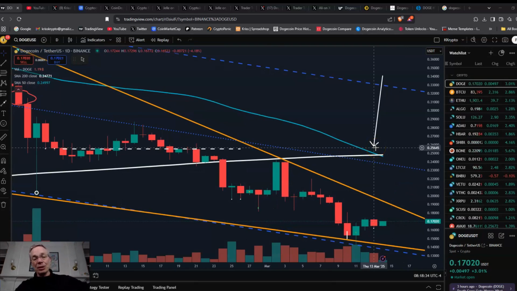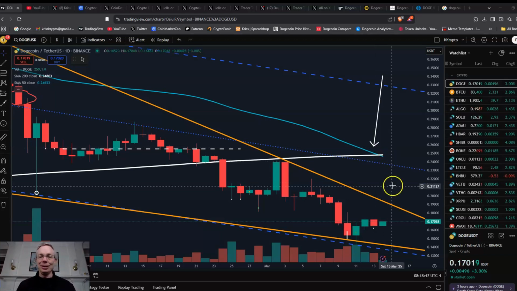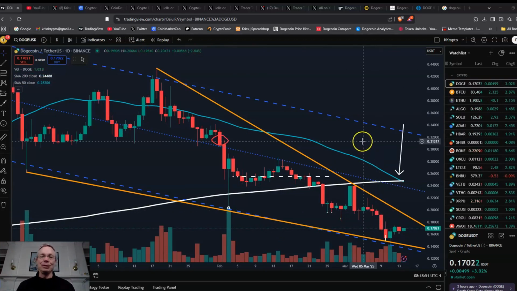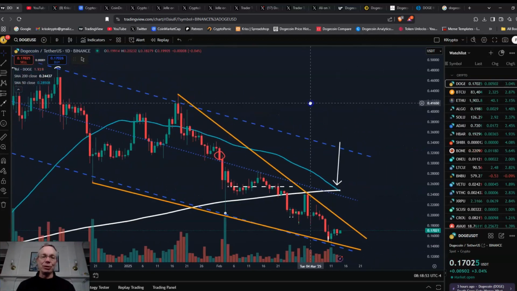A couple of live streams ago, we looked back at the past 4 Dogecoin death crosses. 2 of them were followed by a downtrend, but 2 of them were followed by an uptrend. And I'm looking very positive right now about this uptrend that Dogecoin is about to go in.